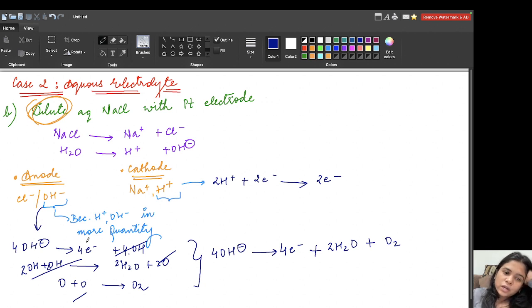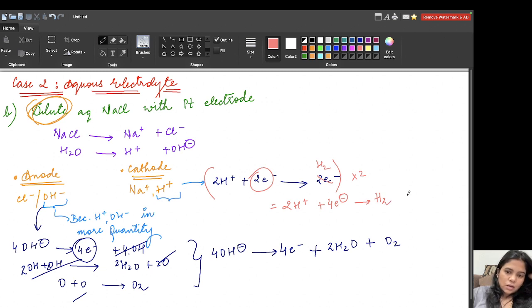Now they have a total of 4 electrons, right? So in order to make the electrons balanced, we'll just multiply all this reaction by 2 so that you get an equal number of electrons. So here it will be 4H plus plus 4 electrons giving you 2H2. Okay, so these are your final equations, A and B. These are your final equations which happen.